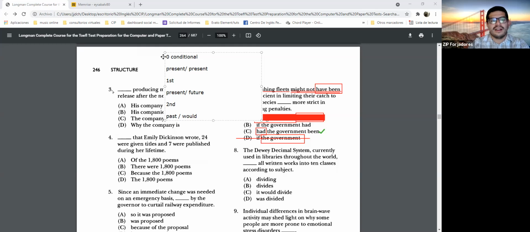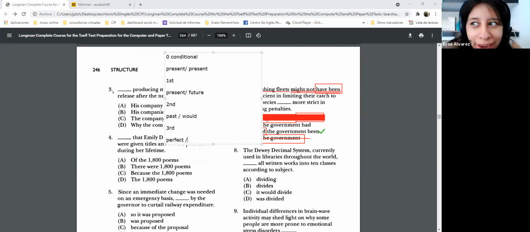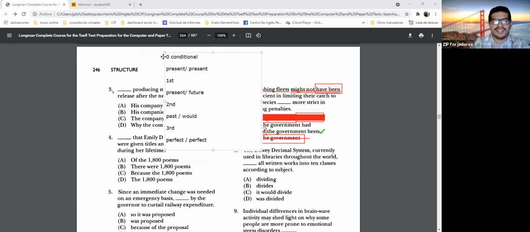And the third conditional is perfect. Perfect, would with have. I mean, yes, with had, exactly. So the condition is with had, and the result is with would have, but both are perfect.